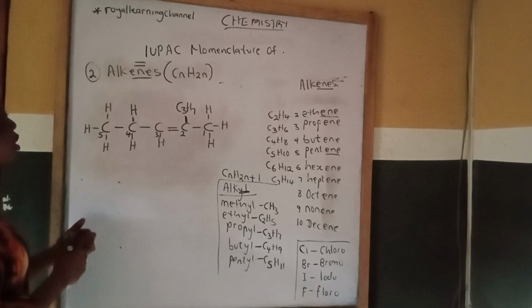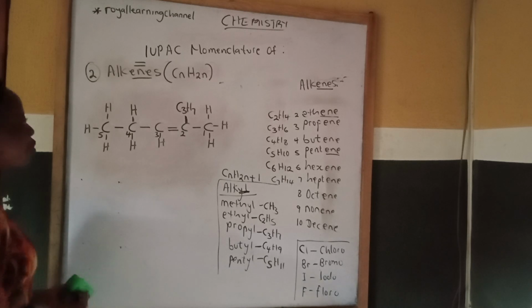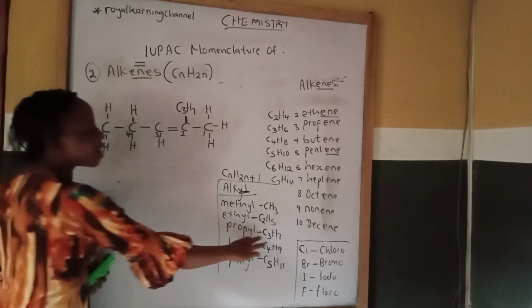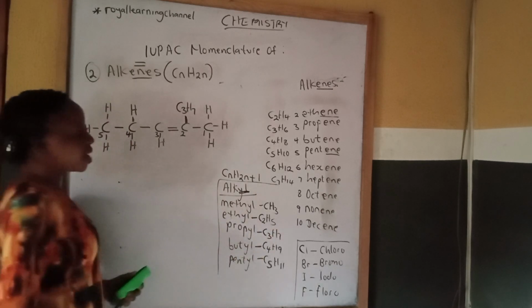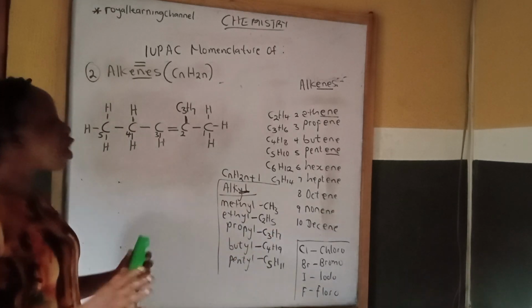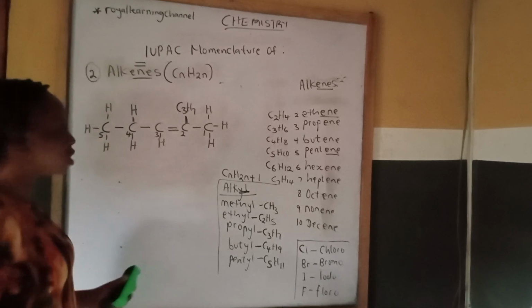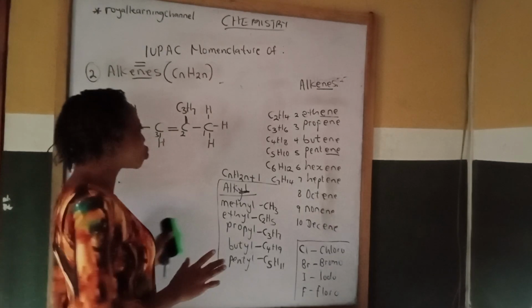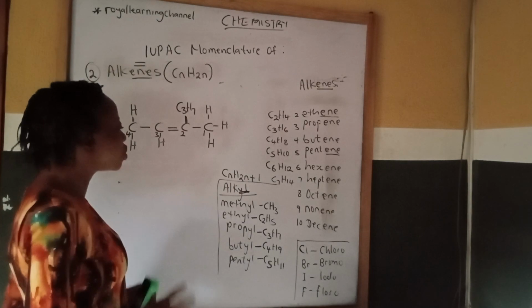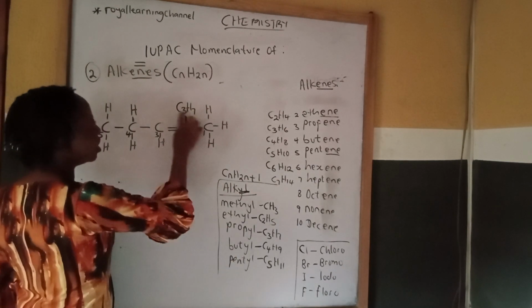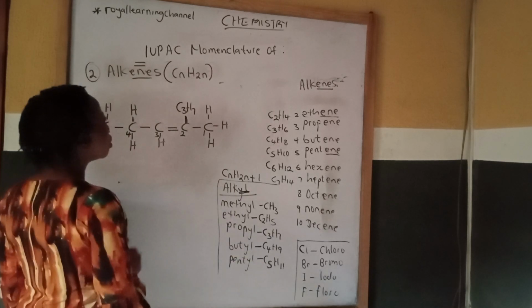So this time around, we're having a substituent from our structure, which is C3H7. Then C3H7 is what? Like I said, alkyls are always what? They are always substituents in organic chemistry. An alkyl cannot stand on its own. Alkyls don't stand on their own, so they are substituents. So C3H7 is propyl.